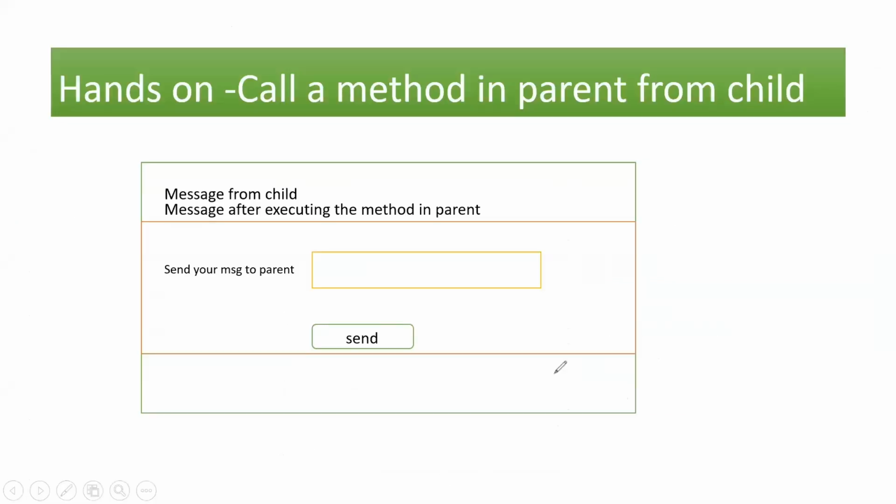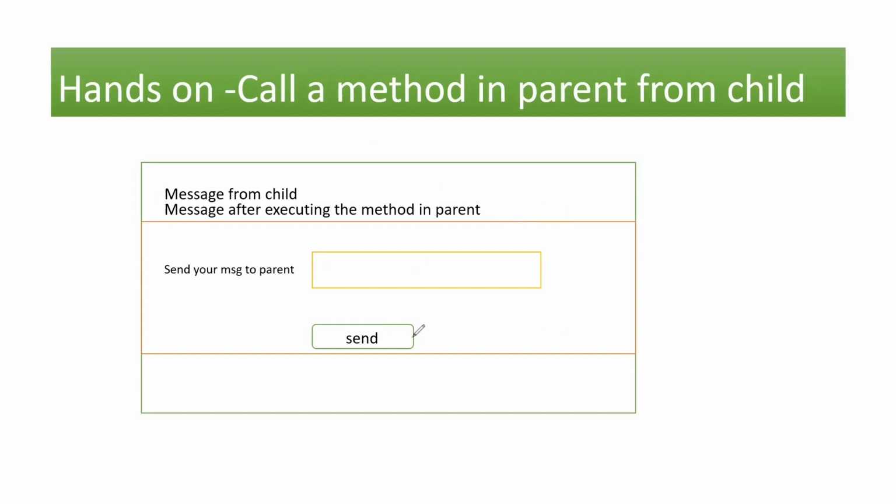Here is the wireframe that we need to build. Yes, this is the same wireframe that we used earlier for one of our hands-on experiences, where upon entering some text and clicking on the send button, the child was firing an event and sending it to the parent. The parent, upon listening to that event, executed and updated the message that is coming from the child on the parent component. So this is what we have seen.